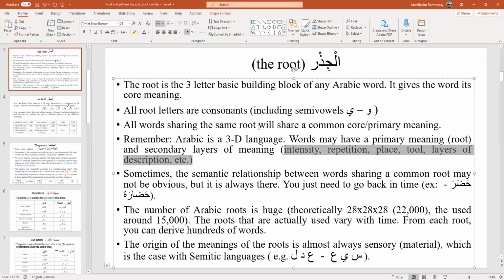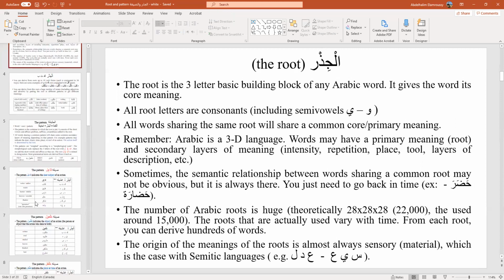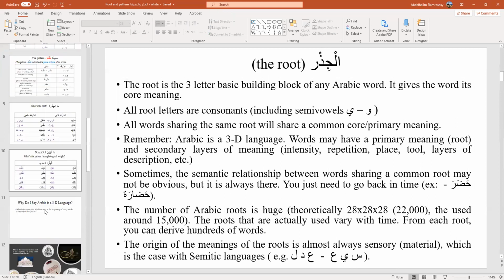So, but again, the action itself is determined by the root. The core meaning, which has to do with the action itself, is determined by the root. The secondary layers of meaning will be determined by the pattern. That's right. Okay, so back to our question right here.